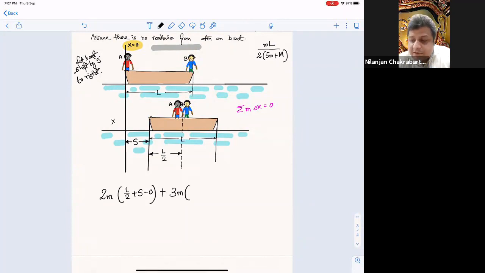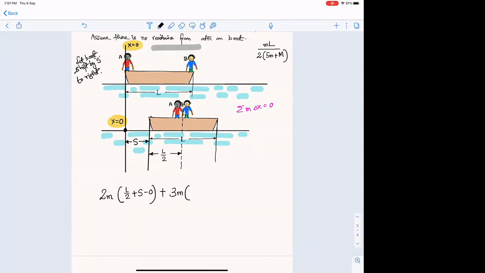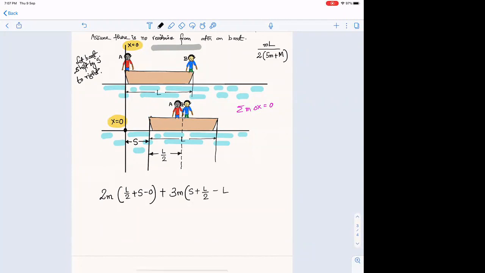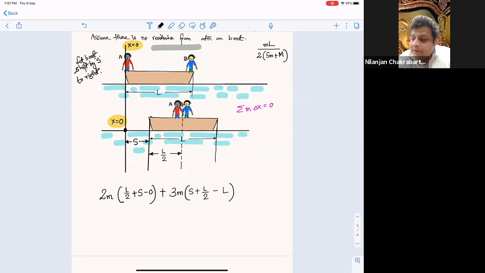See, this is x equal to 0. I've assumed this point as x equal to 0. So with respect to that coordinate system, what is the final coordinate? Sir, s plus L by 2. Yes, s plus L by 2. And what was the initial coordinate? Sir, L. Yes, L, very good.